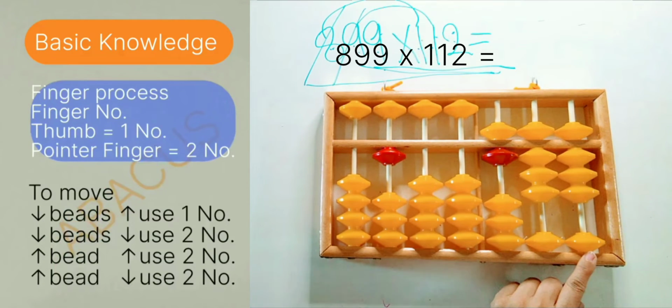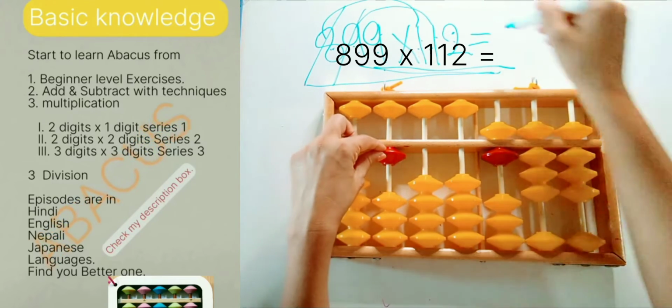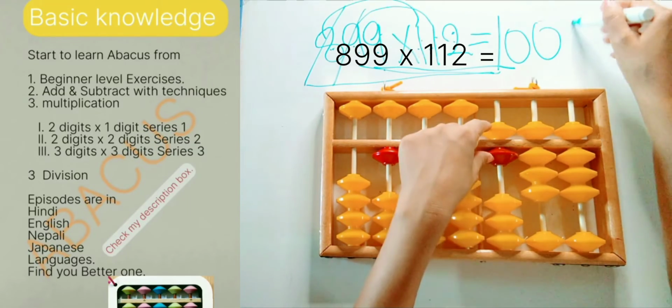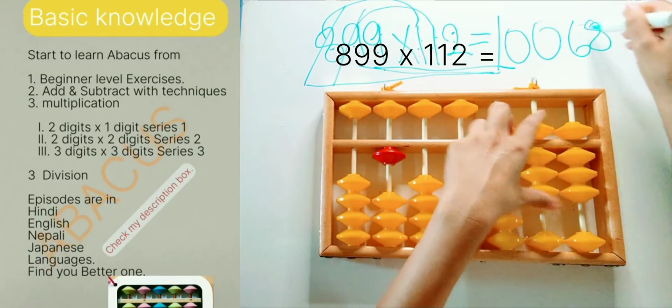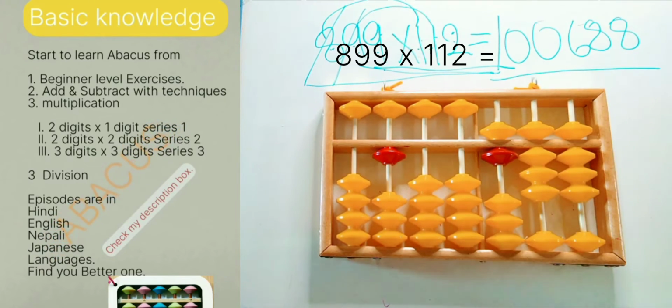Yes, means we finished, and our answer is: 100,000 rod 1, 10,000 rod 0, 1,000 rod 0, 100 rod 6, tens rod 8, and ones rod also 8. 100688 is your answer.